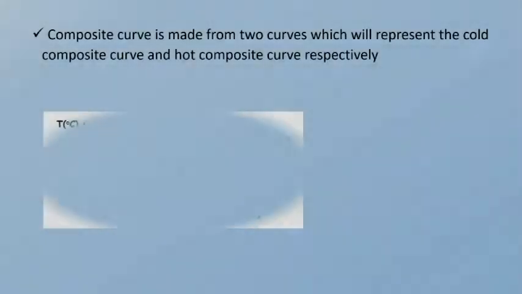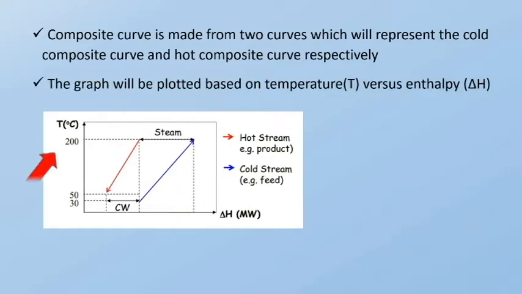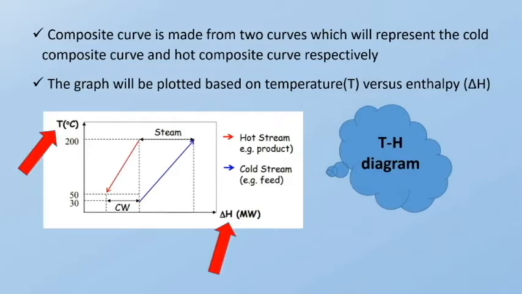Composite curve is made from two curves which will represent the cold composite curve and hot composite curve respectively. The graph will be plotted based on temperature versus enthalpy. This composite curve is also known as the TH diagram, as the curve is plotted by using T and delta H.